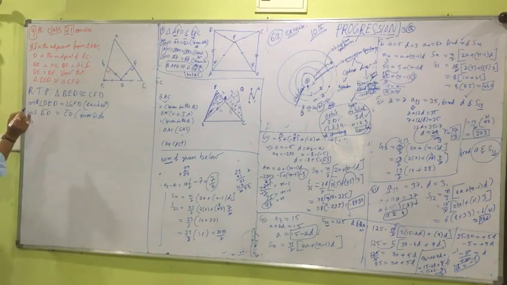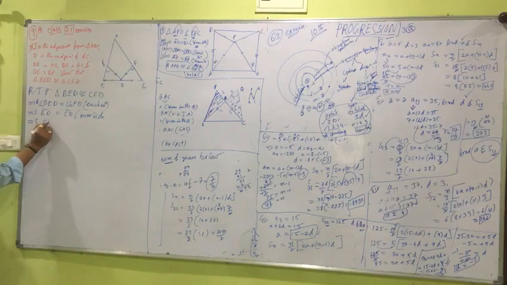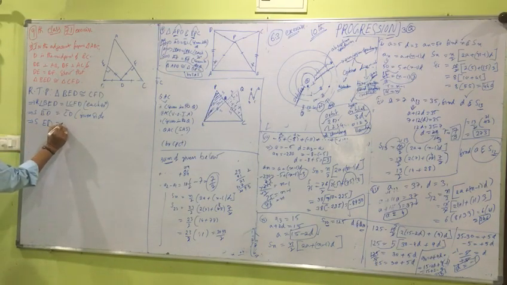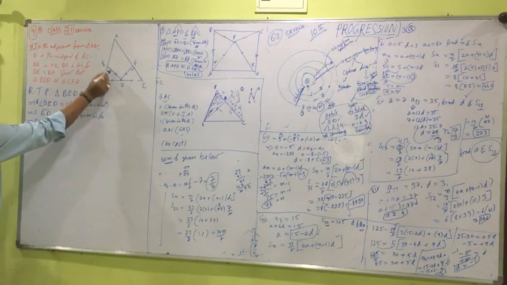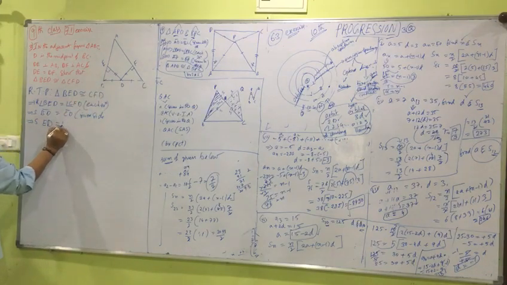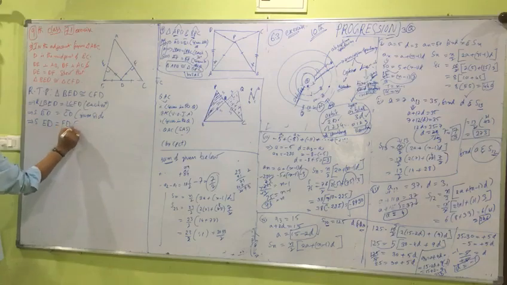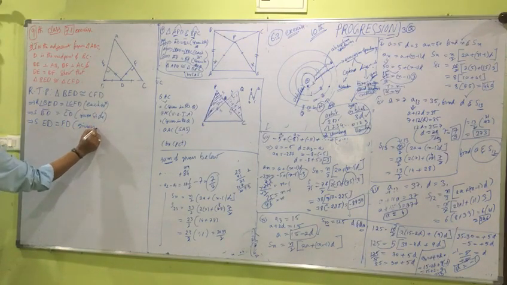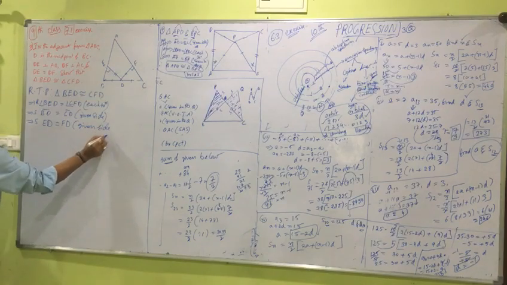Next, ED is equal to FD. This is also a given side. Therefore, what is proven here?